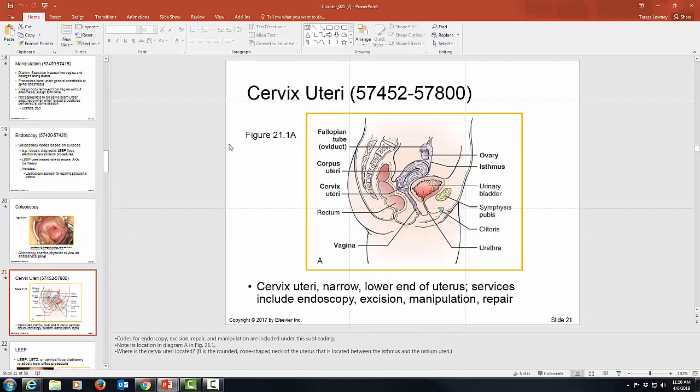The next section is on the cervix uteri. So we have an illustration here that was also in your book. It's showing all of the anatomic features and where you're going to include all of these things. It's the narrow lower end of the uterus. The services include endoscopy, excision, manipulation, and repair.